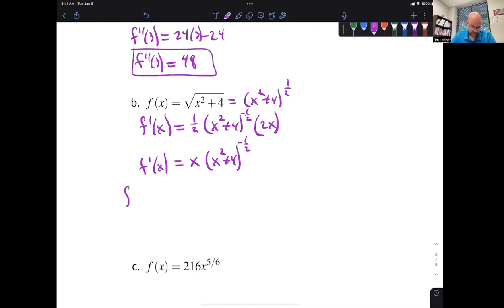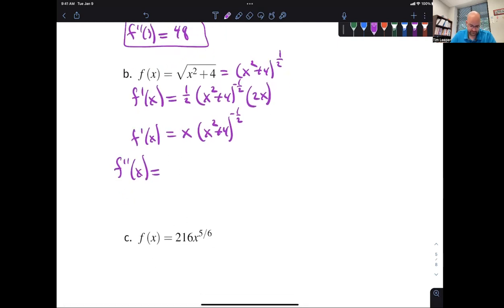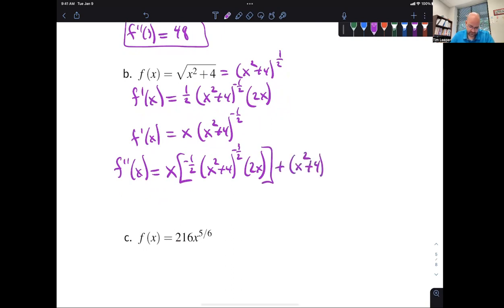Now if we look at the second derivative, it's using the product rule here. It's going to be the first one times the derivative of the second. So it's going to be negative 1/2 times x squared plus 4 to the negative 3/2 times 2x, plus the second function, which is x squared plus 4 to the negative half times the derivative of the first, which is just 1.